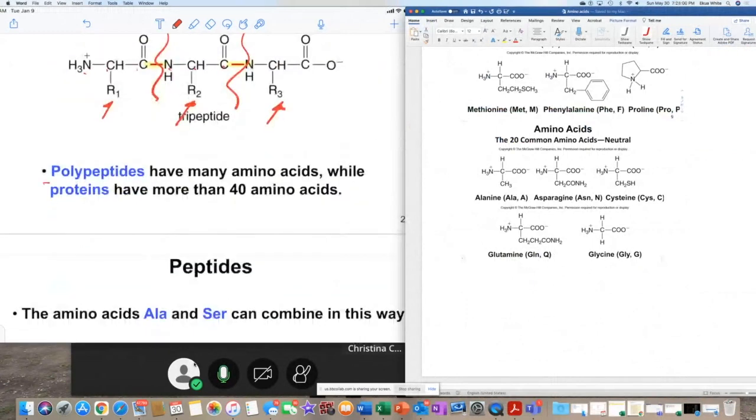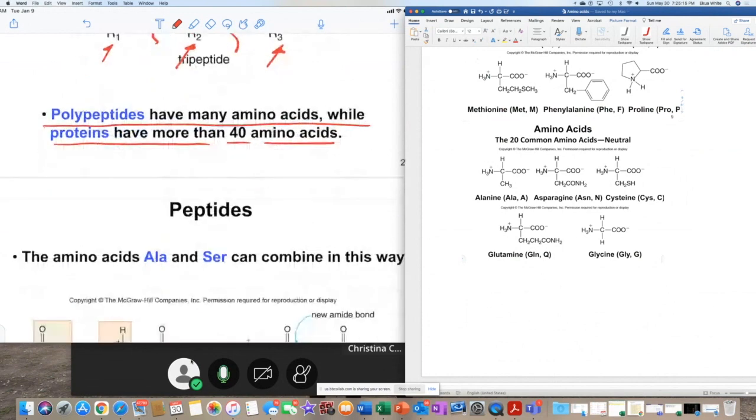Anyway, so polypeptides have many amino acids, while proteins may have 40 or more. So imagine these poor chemists who are very hard working with the chemistry, but when it comes to math and writing a lot of things, they get tired. That's why we have those shorthands, right?